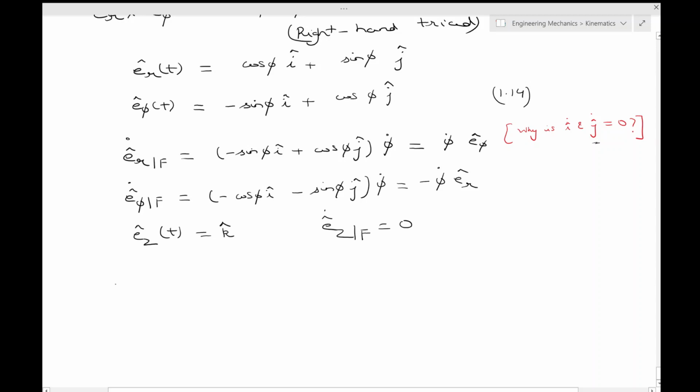So it will be implied that a time derivative is actually a time derivative with respect to the f frame. Okay, so in the future you will not see this with respect to f written. If it's not given, you should know it's a time derivative with respect to f frame.